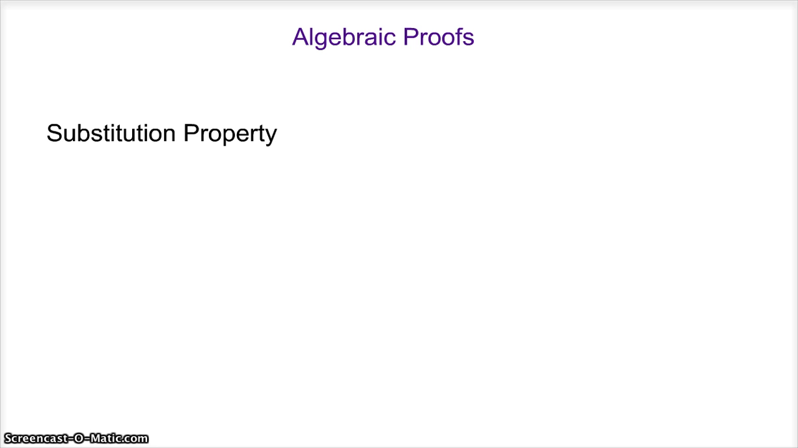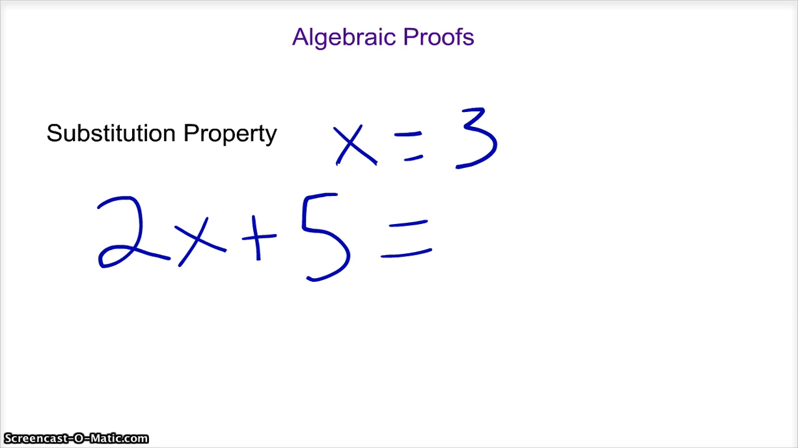The substitution property of equality states if A equals B, then A may be replaced by B in any equation or expression. So for example, let's say that I tell you that x equals 3. And then I say 2x plus 5 equals 17.